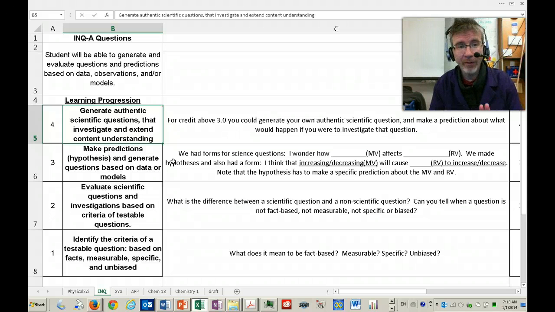This has been a quick review of the standard Inquiry A. This is what you need to know for this standard. There's going to be more videos talking about applications or examples of this.